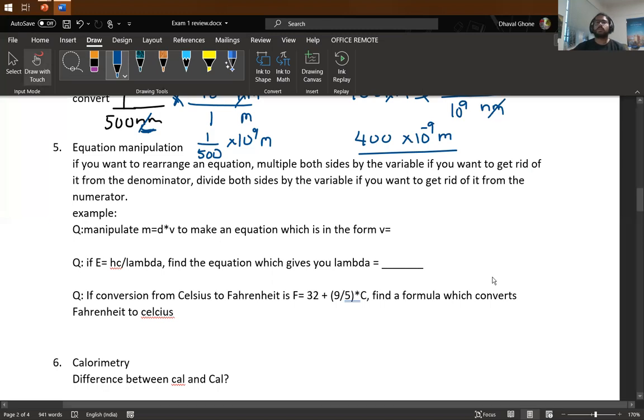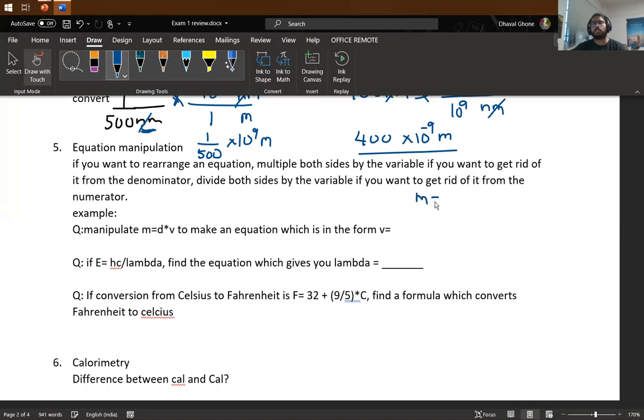So the first question is, can you manipulate m equals dv to make an equation in the form v equals something? So instead of m equals something, you want v equals something. Go ahead and pause the video and try it on your own, and then come back to it when you're done. I'm going to go ahead and solve it.